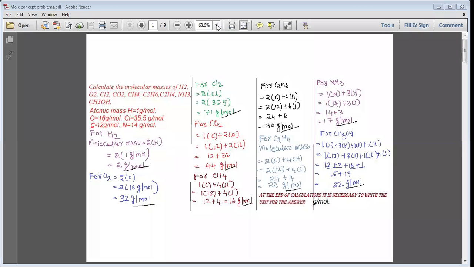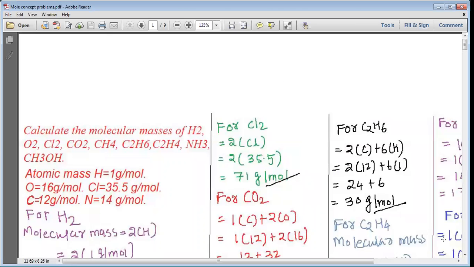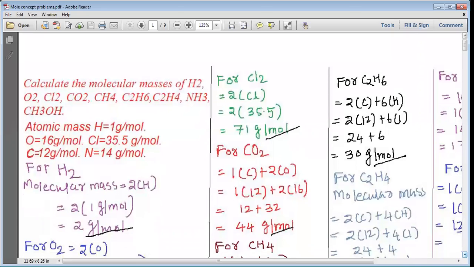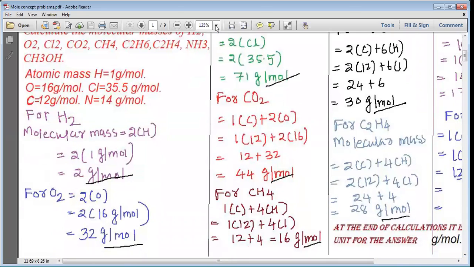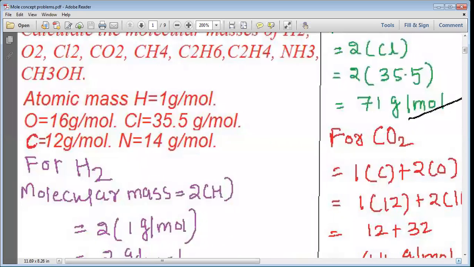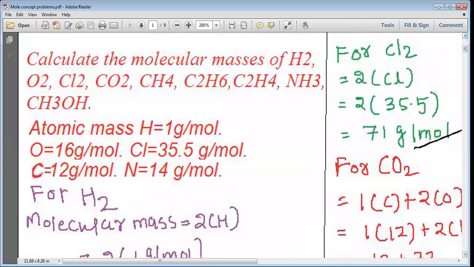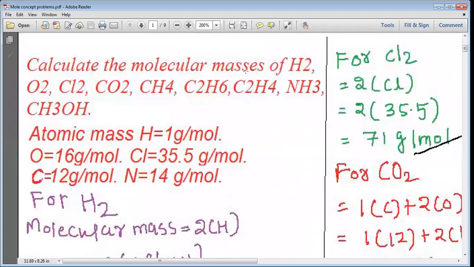So today we want to study how to calculate the molar mass and how to solve the various problems that are related to the mole concept. So let's first start with the calculation of the molar mass. Though we have discussed all this, let us discuss once again.